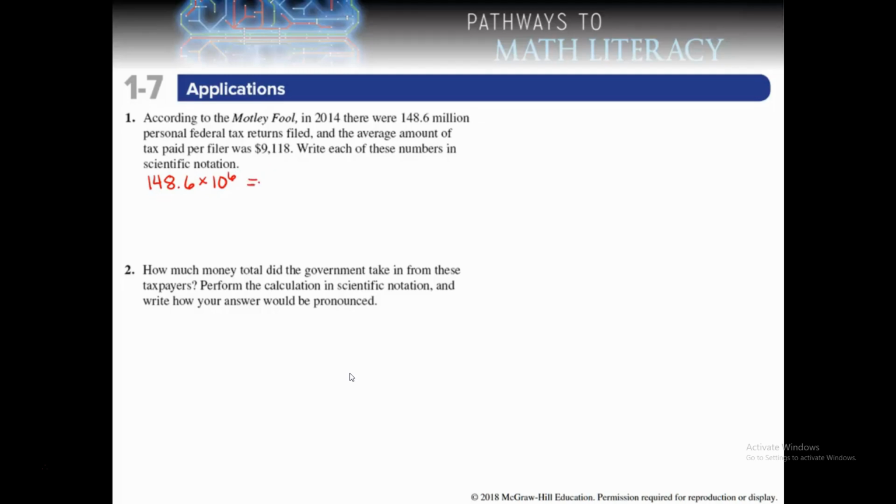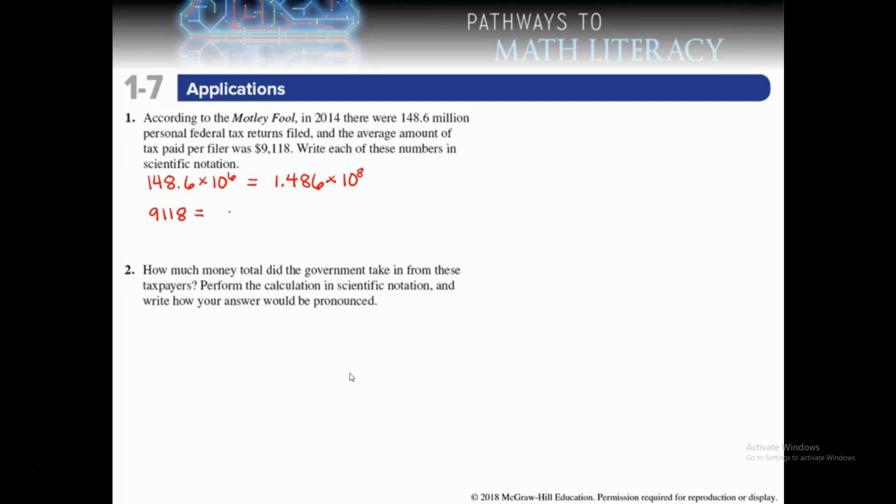So we need that to be 1.486. How does that change our exponent? Well, by moving the decimal 2 more places to the left, I need to tell someone that they then need to move it 2 more places back to the right to compensate and get back to the regular number. So I would need to tell them that they're now going to need to move it 8 places to the right. So I would make that 1.486 times 10 to the 8th. Now the other number, 9,118, is a little bit easier because we already have the regular number.